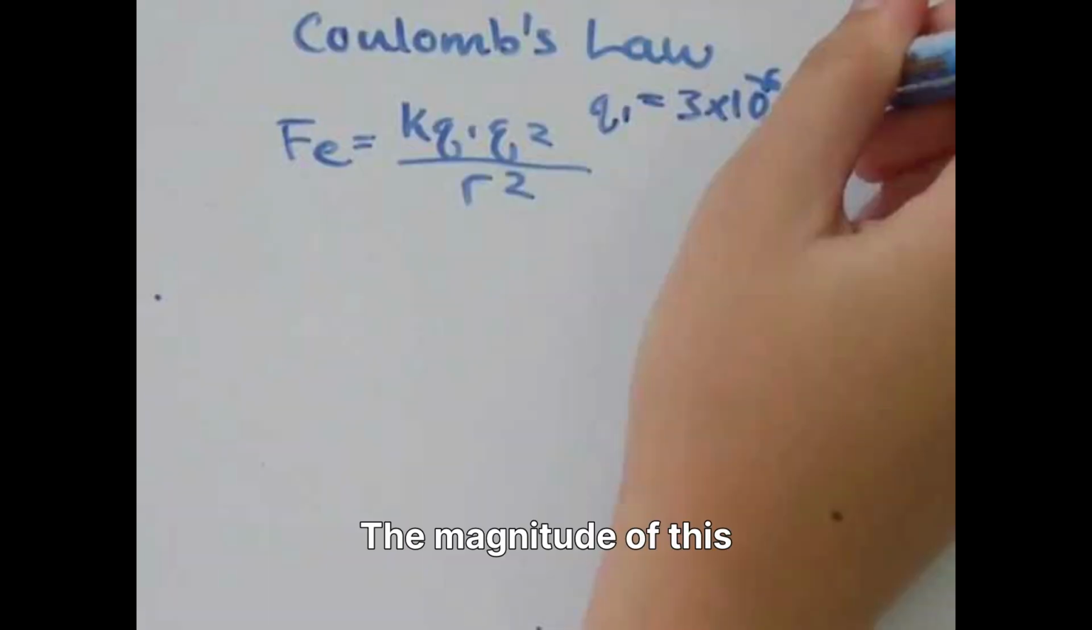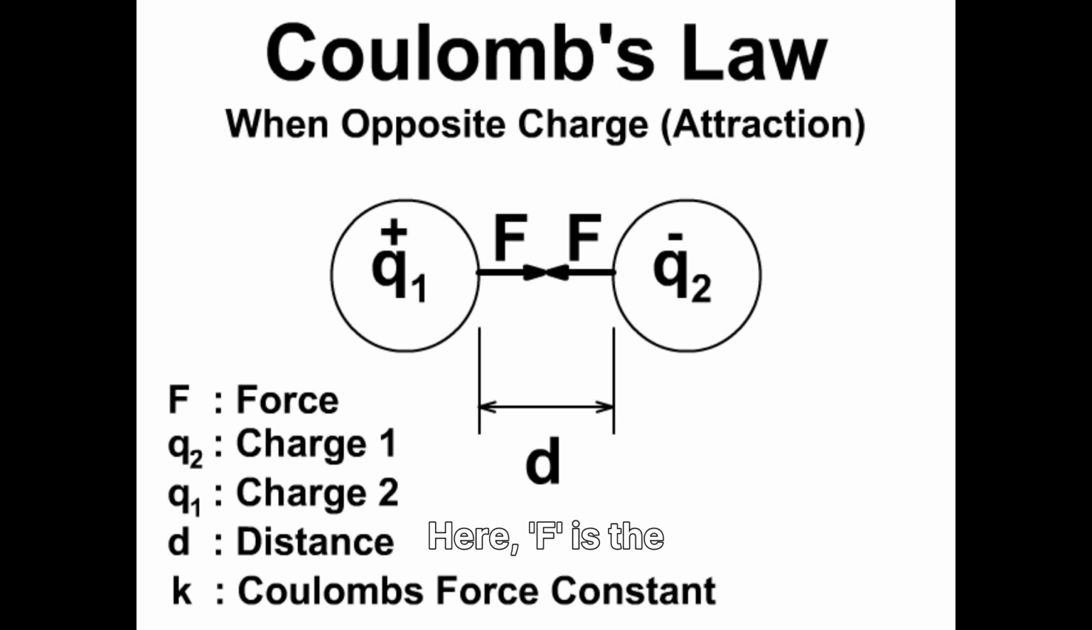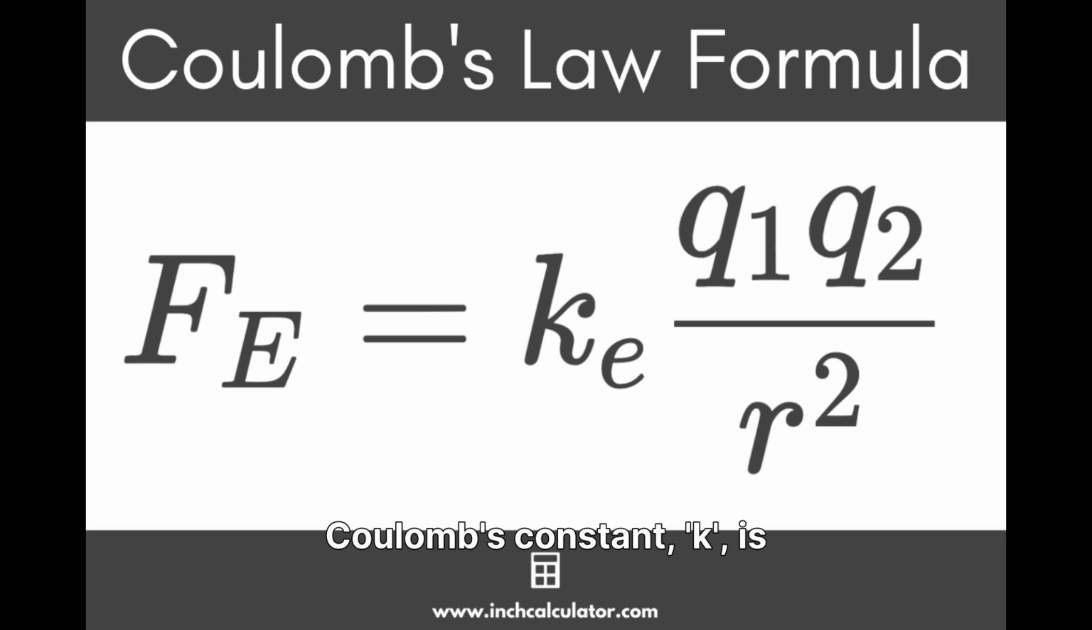The magnitude of this force is directly proportional to the product of the charges and inversely proportional to the square of the distance between them. Here, F is the force magnitude, K is Coulomb's constant, Q1 and Q2 are the charge magnitudes, and R is the distance. Coulomb's constant, K, is approximately 8.99 times 10 to the power of 9 Newton meters squared per Coulomb squared.